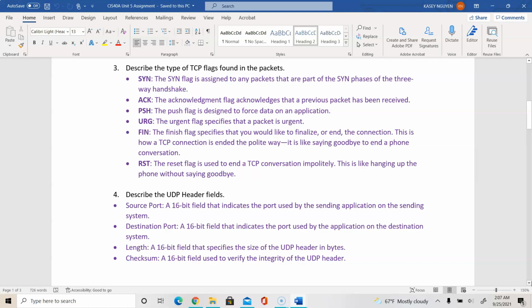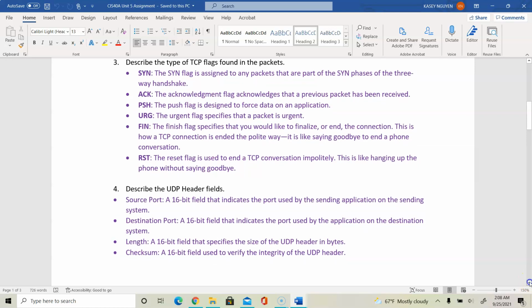Now, for number 4, we want to describe the UDP header fields. The header would contain the source port, which is 16 bits or 2 bytes. This indicates the sending application, the information of the system that's sending. Destination port, 16 bits or 2 bytes. It also indicates the port that's used by the application on the target system. And length is going to be 2 bytes or 16 bits. This field is used to specify the size of the UDP header in bytes. And checksum is 16 bits or 2 bytes. This is used to verify the integrity of the header. So those are the fields for the UDP header.